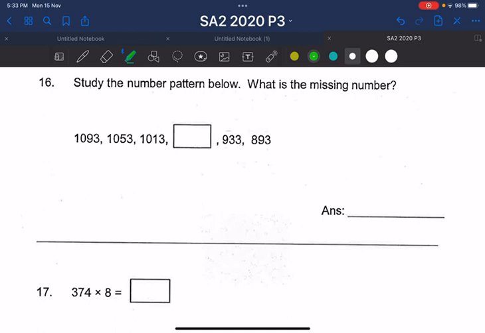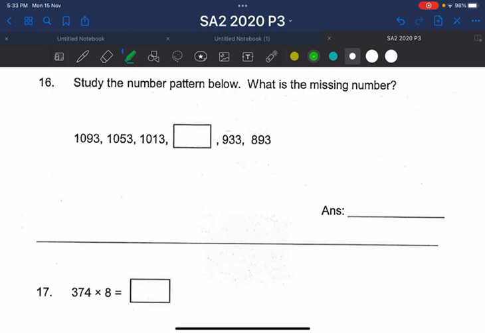Okay, now make sure that you have your correction pen again. I forgot to remind all of you on the first part of the video, your corrections have got to be done using green pen. Alright, if you do not have a green pen, pencil is fine as well.